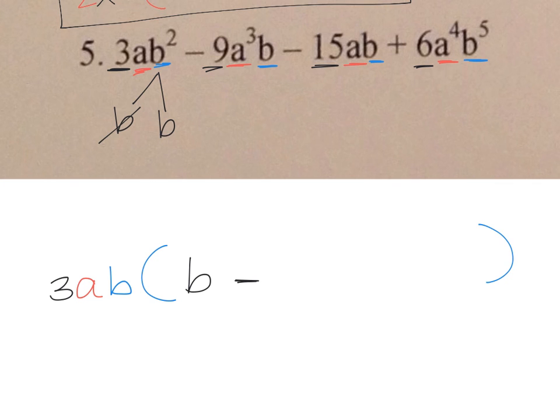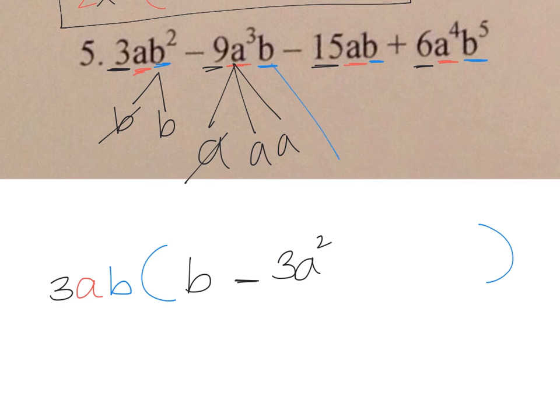Let's move on to the second term. 9 divided by 3 is 3, or you can think 3 times what is 9, and that's a 3. A cubed means A times A times A. I took one of the A's out. So how many A's are left? A squared. B means there's only one B, and I took it out. So there's no more B for the second term over here.